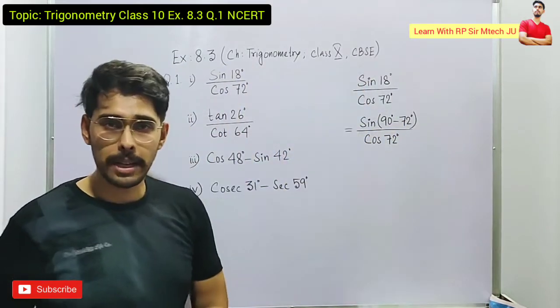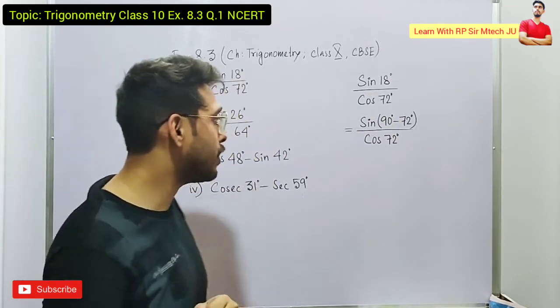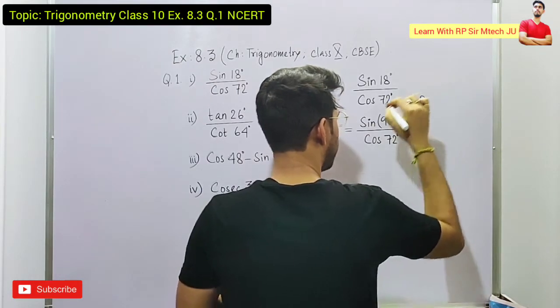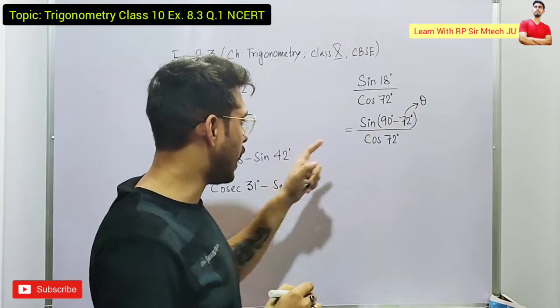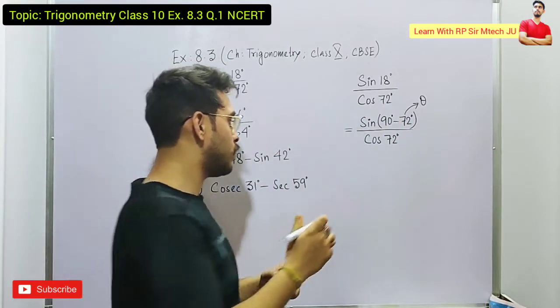We can write 90 minus 72, because 90 minus 72 is 18 degrees. Now why have we written this? Because we are going to consider this 72 degree as theta, so that we can bring that to the form sine 90 minus theta. So what will be the value?